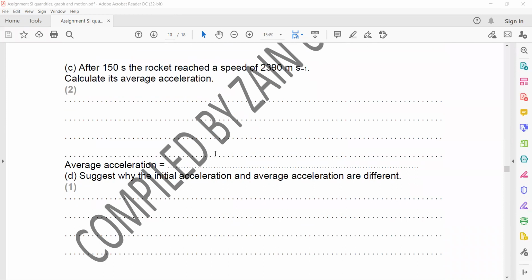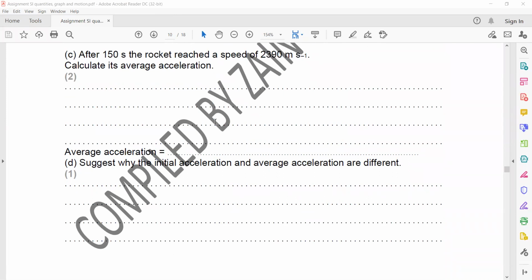The next part: after 150 seconds, the rocket reached a speed of 2,390 meters per second. What is the average acceleration? So we have the time interval, and we know the speed, so we can use the equation of motion. This is a final speed. So acceleration is (v minus u) over t. The final speed is given, 2,390, minus the initial speed, which is 0, divided by the time interval, which is 150. So we'll get the acceleration as 15.9 meters per second squared.